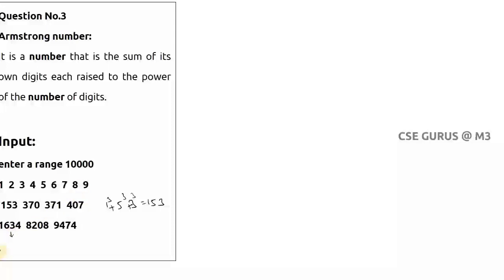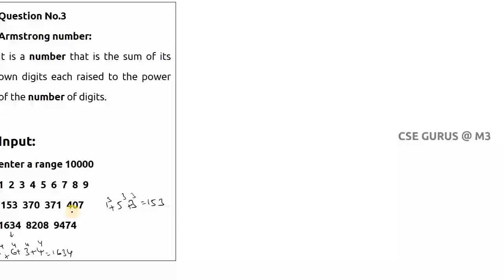And what about this one, 1634? That means 4 digits are there. Now I need to take 1634 and each digit to the power of 4. Why? Because in total we have 4 digits. Now if I make the sum, I'll get 1634. Even if you go for this one, 8 power 4 plus 2 power 4 plus 0 power 4 plus 8 power 4, like this you have Armstrong numbers. So these 3 are Armstrong numbers of 4 digits, these 4 are Armstrong numbers of 3 digits, and these are 1 digit Armstrong numbers. Of course, there are no 2 digit Armstrong numbers.